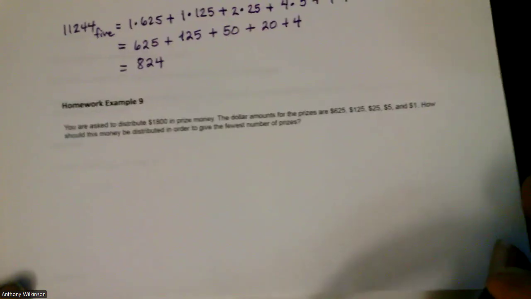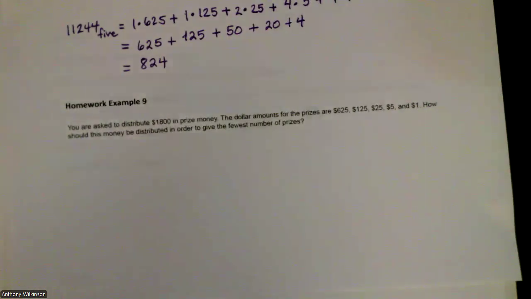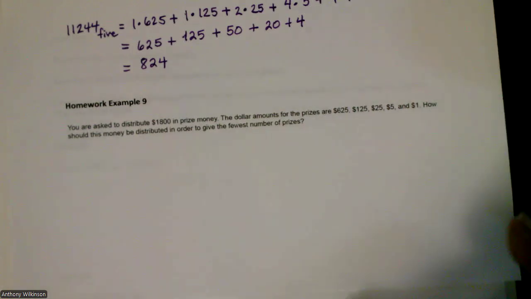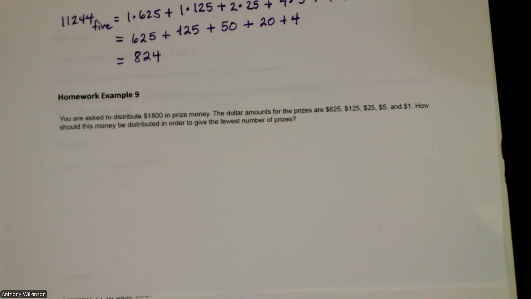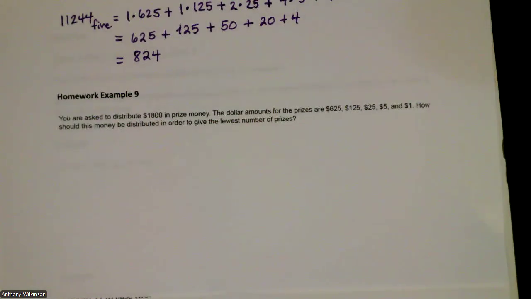All right, so now let's look at an example in the homework that deals with the base 5, somewhat related to that. You're asked to distribute $1,800 in prize money. The dollar amounts for the prizes are $625, $125, $25, $5, and $1. How should this money be distributed in order to give the fewest number of prizes?